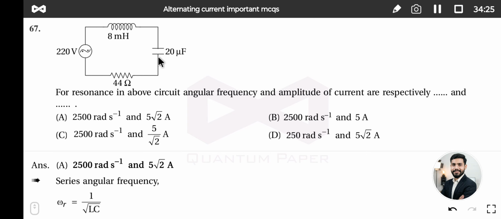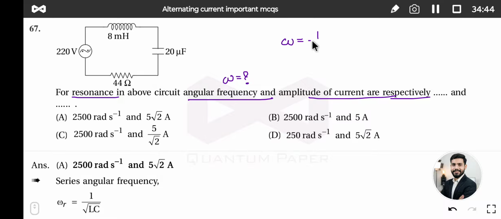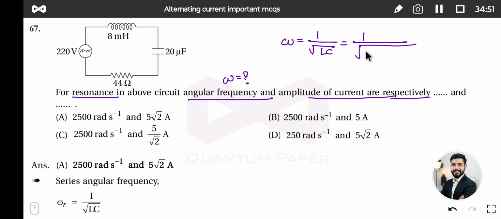Look at this next question. This is a nice question. This diagram is given. So the question is, for resonance in above circuit, angular frequency omega and amplitude of current are respectively. Okay. So in case of resonance, the formula of angular frequency is 1 upon root of LC. So 1 upon square root of L value, which is given as 8 millihenry, so 8 into 10 raised to minus 3, multiplied by C value, given as 20 microfarad, that means 20 into 10 raised to minus 6.